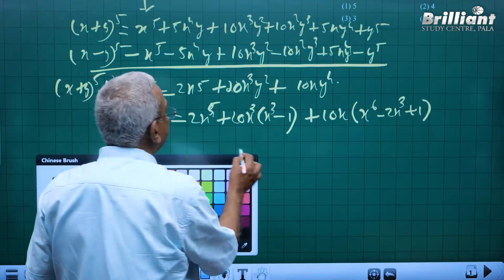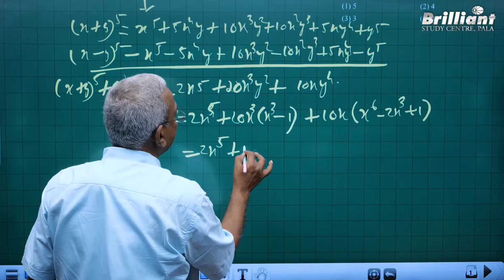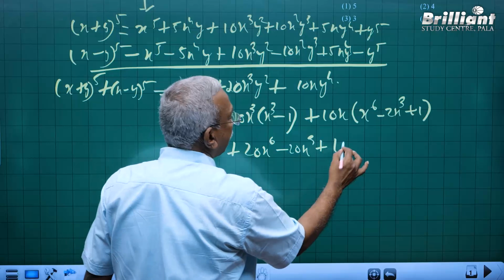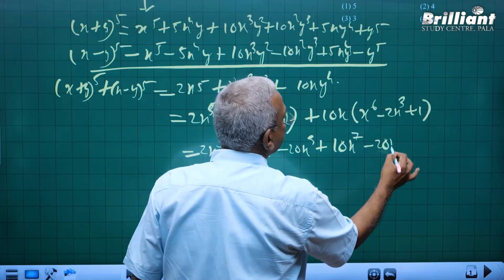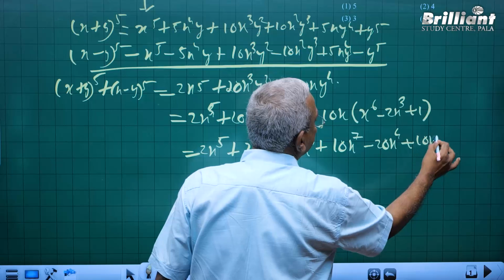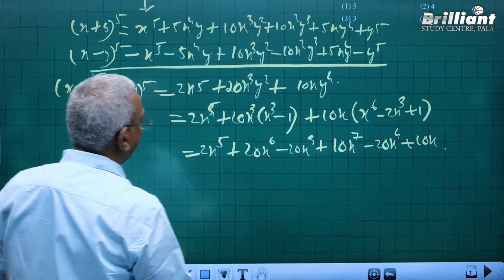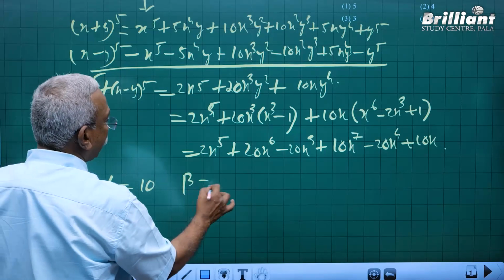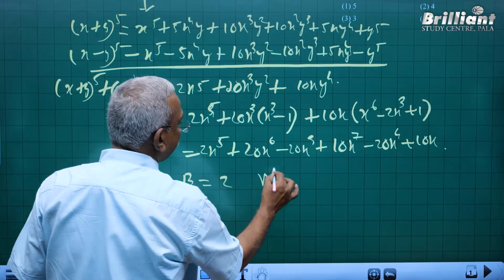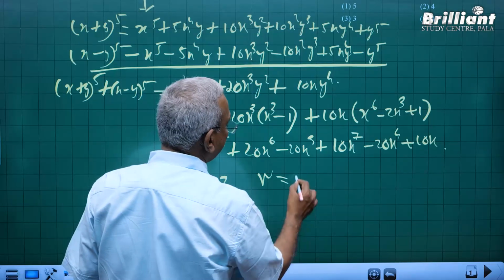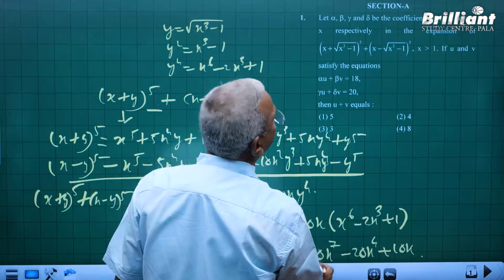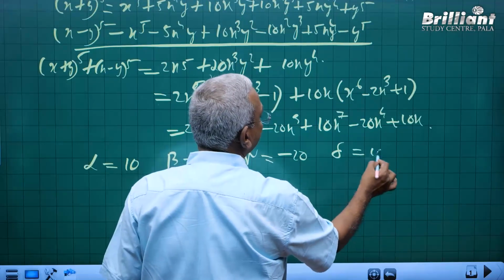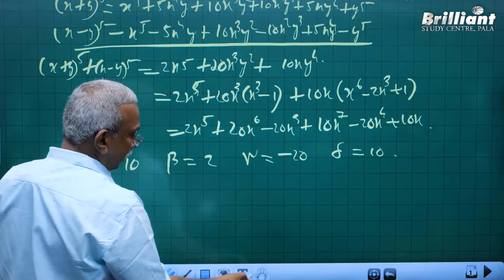Now expanding this, it is equal to 2x raised to 5 plus 20x raised to 6 minus 20x cube plus 10x raised to 7 minus 20x raised to 4 plus 10x. So alpha, coefficient of x raised to 7, is 10. Beta, coefficient of x raised to 5, is 2. Gamma, coefficient of x cube, is minus 20, good, and delta, coefficient of x, is equal to 10. So we can see these are the values.